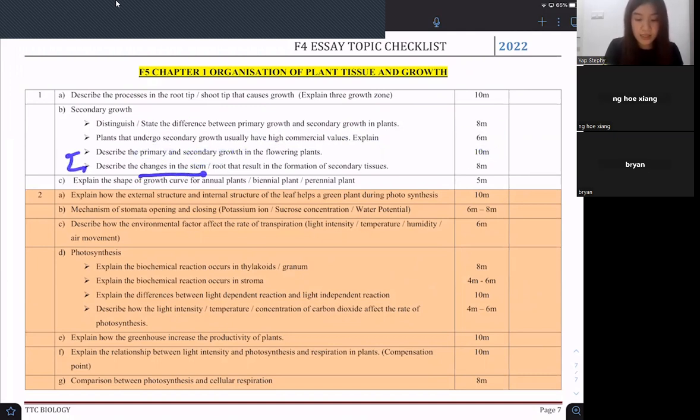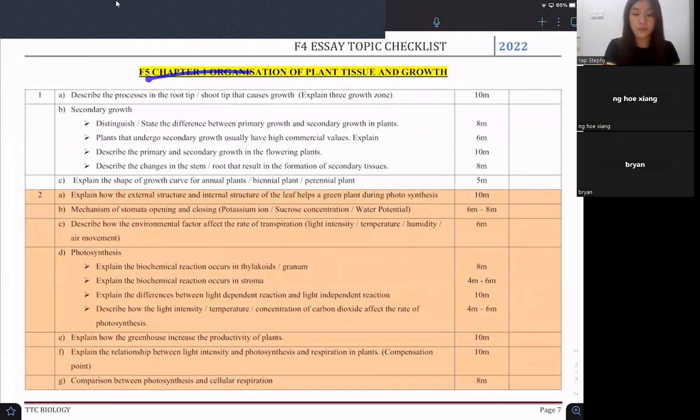Describe the changes in the stem or the root that result in the formation of the secondary tissue. But I got some students, when they change the question, then they will think like it's another answer. But actually they are the same thing. Okay, you explain about the primary growth and the secondary growth actually is for this one. Changes in the stem and the root. Okay, actually they are the same thing.